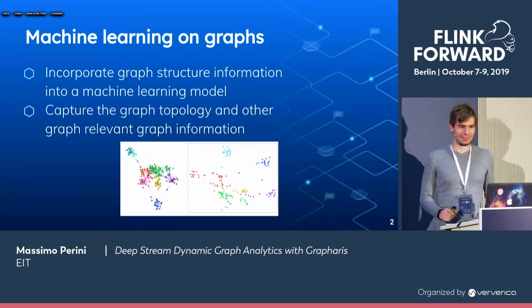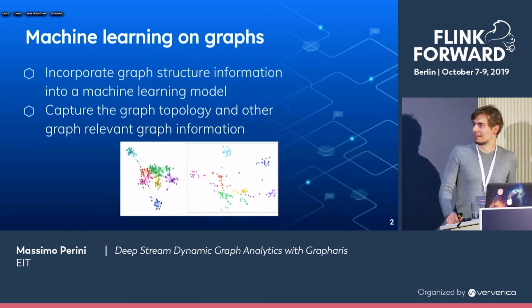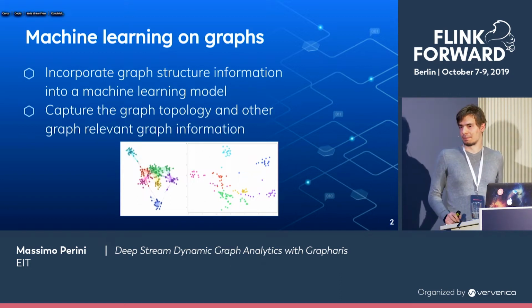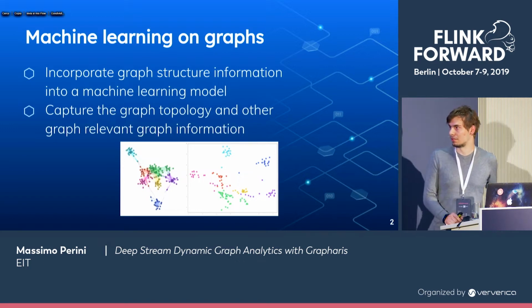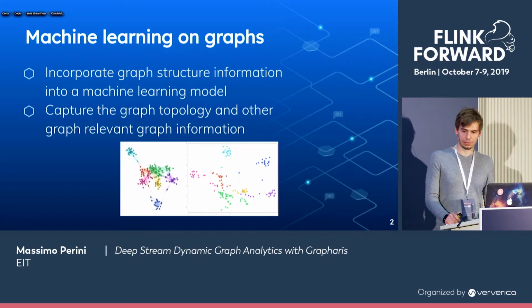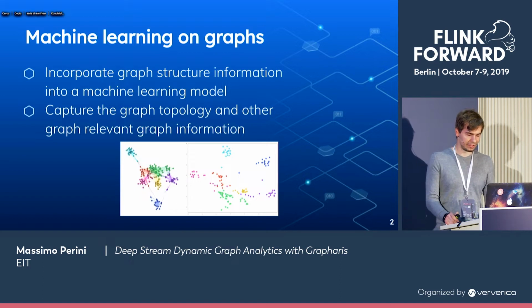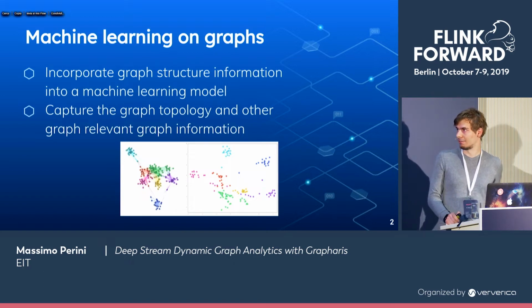So why deep learning and graphs? Well, because machine learning nowadays is everywhere, and graphs allow us to represent a lot of real-world situations where we have interconnection between data. So people in the last years tried to develop machine learning models that are able to also use the structure of the graph.